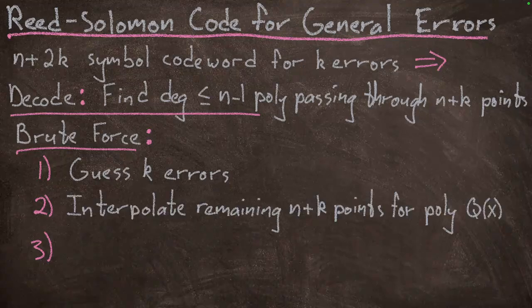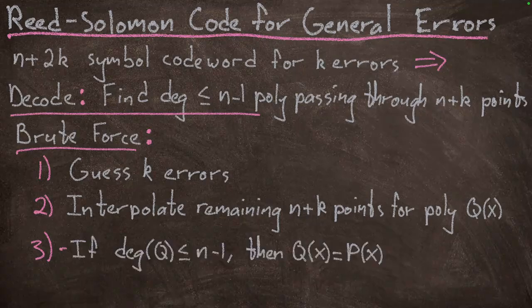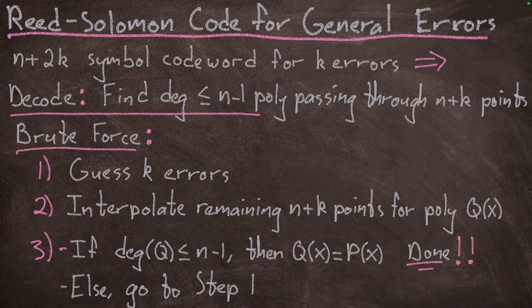Interpolate the remaining n plus k points to get a polynomial q. If the degree of q is less than or equal to n minus 1, we know q and p must be the same. We found it. Otherwise, we need to go back to step 1. Well, yeah, in this case, we're done. Otherwise, and this is cut off a little bit, it says else go to step 1.